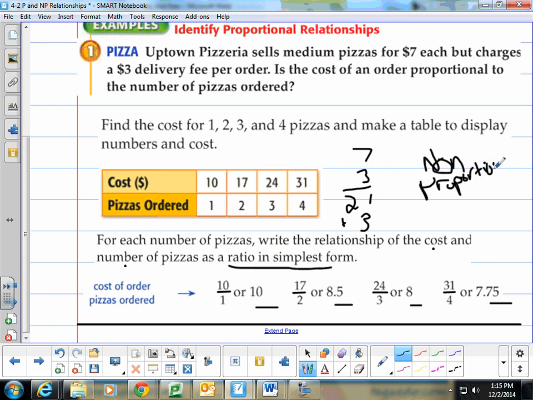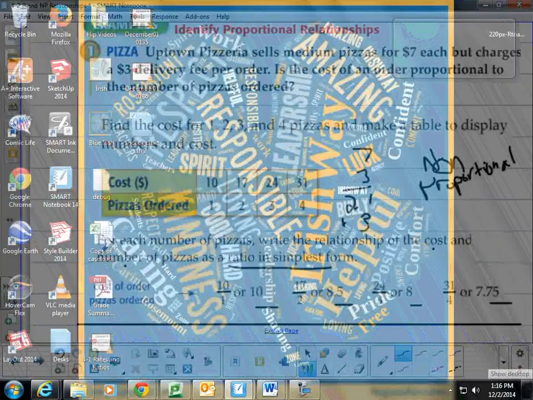Okay, so take a second, maybe pause and record that information. Notice how you make a table in this case as well.